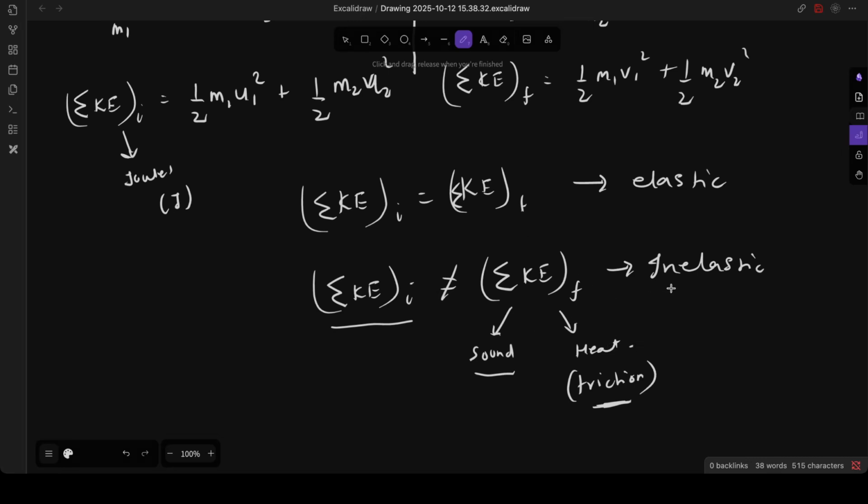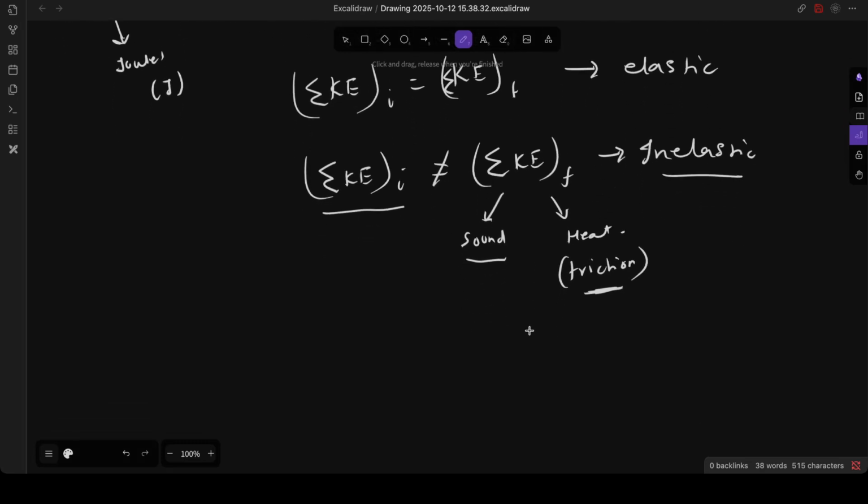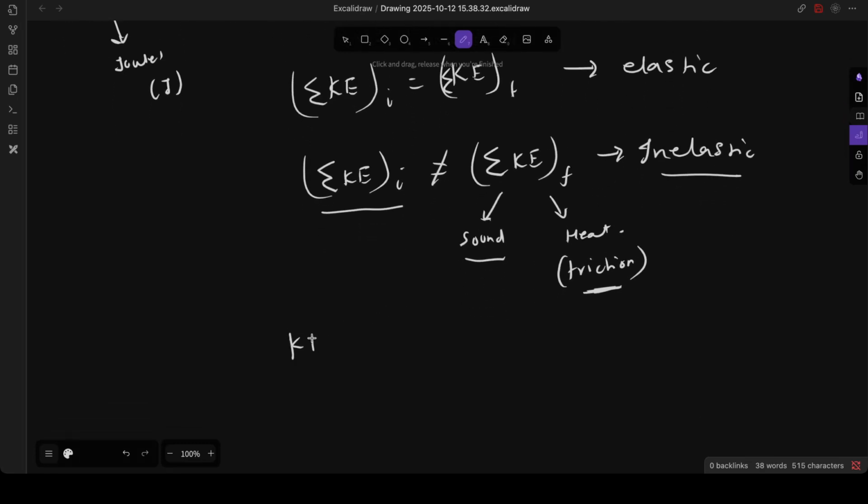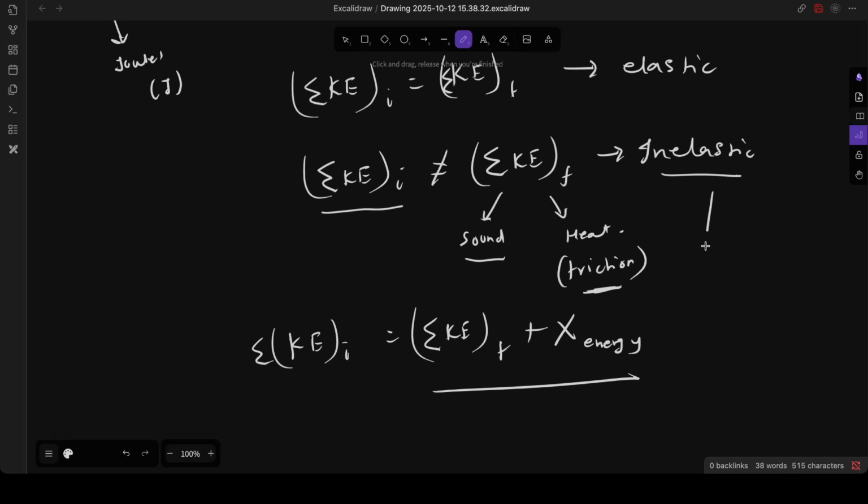But remember that if it is an inelastic collision, kinetic energy that we have is converted into some other form. It can be sound, it can be heat, it can be any other form which they give in the exam. And to figure out which form it is, I can say that the sum of kinetic energy initial will be equal to the sum of kinetic energy final plus some x amount of energy. We don't know what this energy is. This is the case for an inelastic collision.